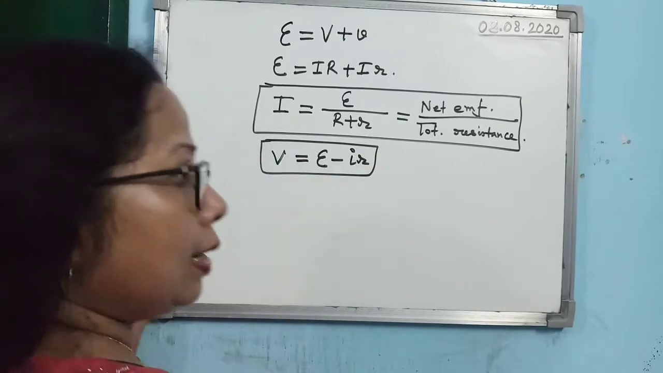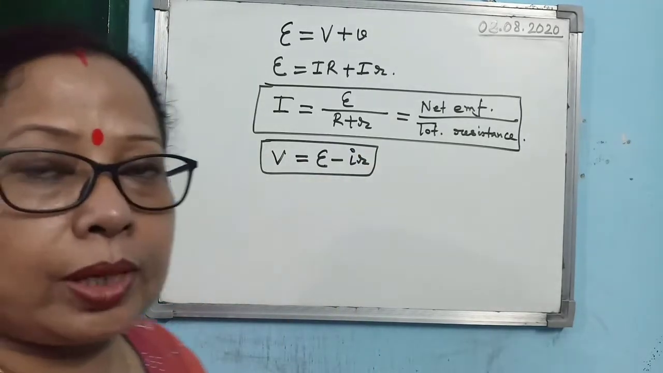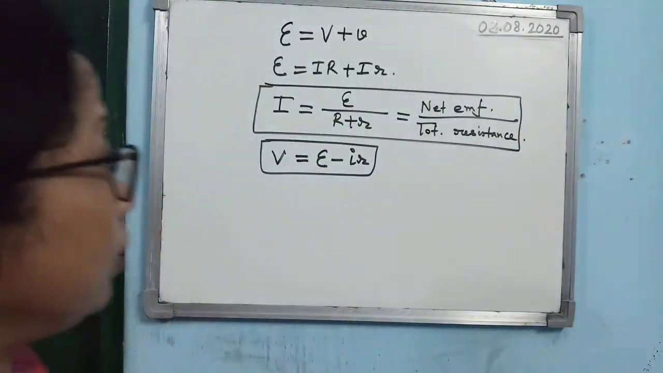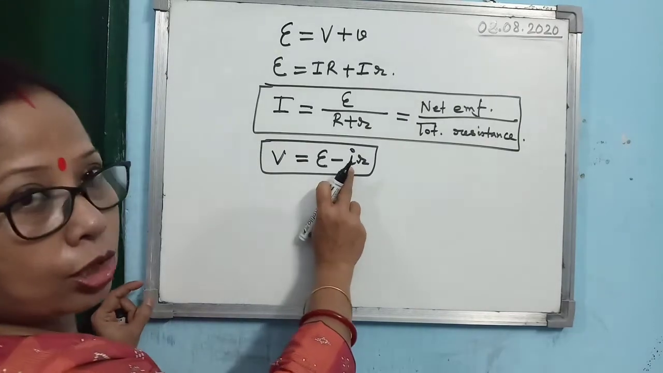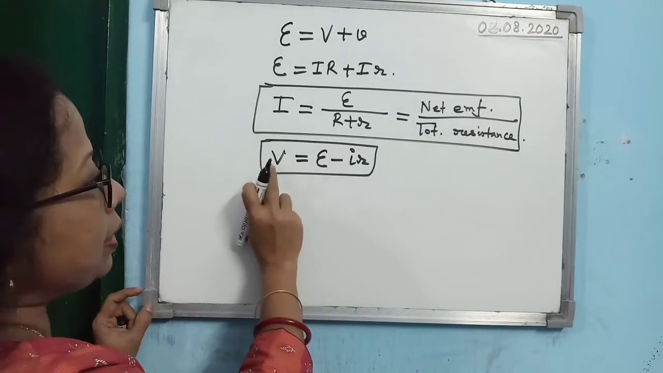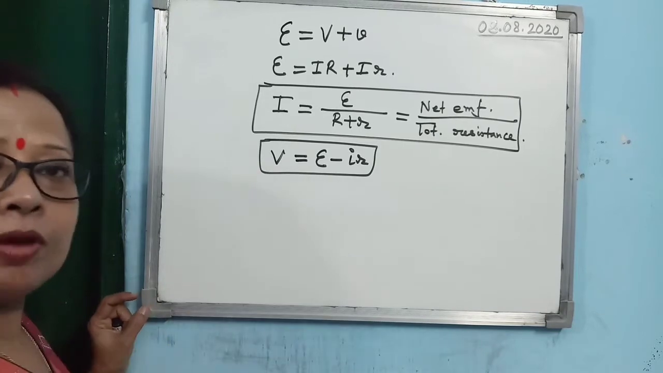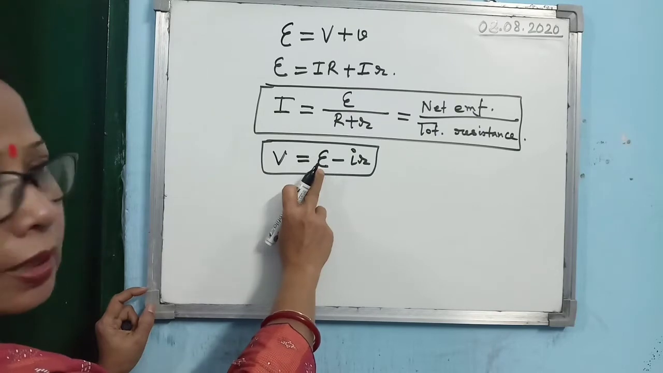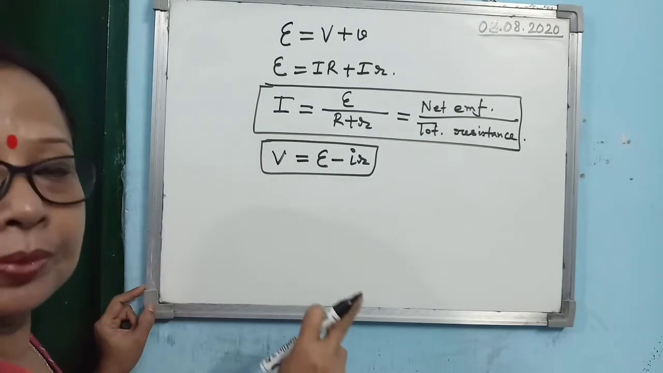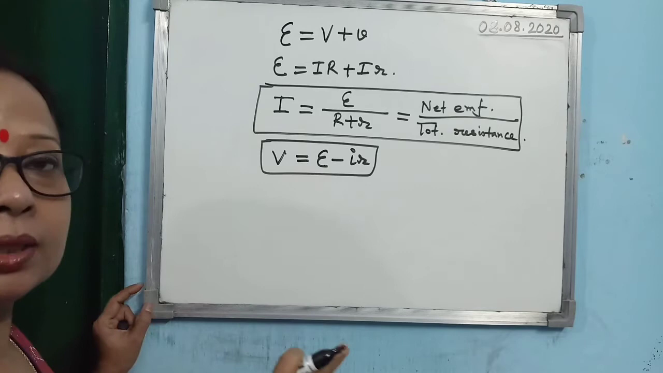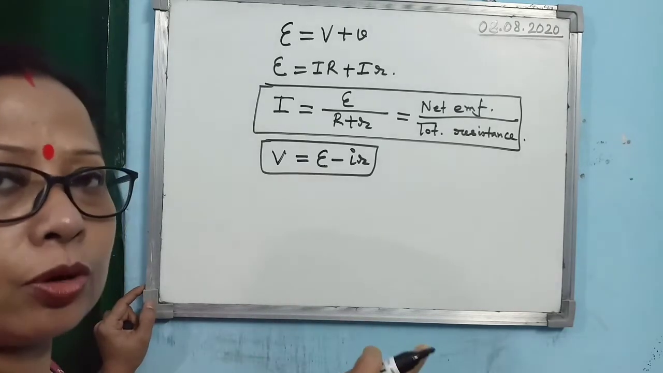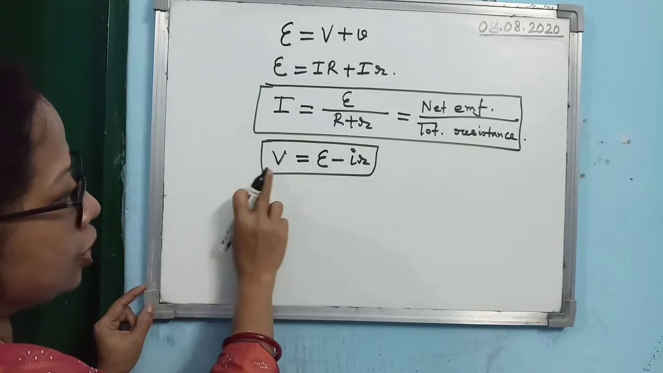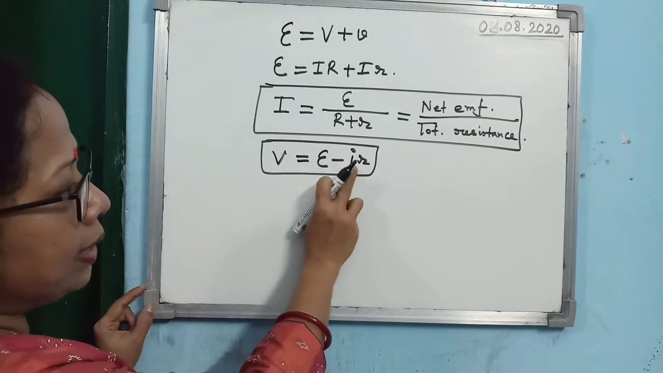While discussing the differences between the terminal PD and EMF, I said that terminal PD, just try to remember, when the current drawn from the cell increases, terminal PD decreases, but EMF of the cell remains the same. So this is the reason. EMF of the cell is the characteristic of the cell. It depends only on the nature of the electrode and nature of the electrolyte, but it does not depend on current drawn.